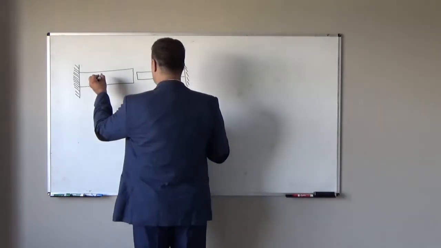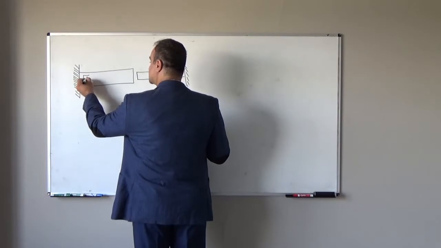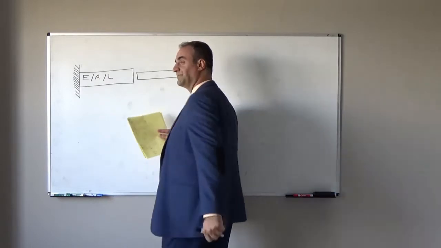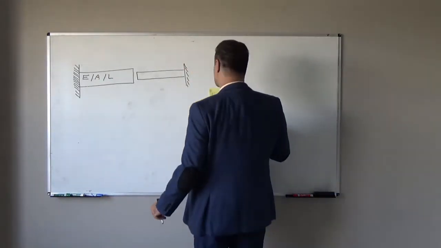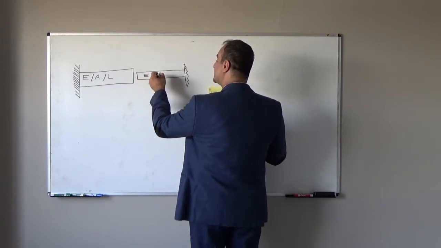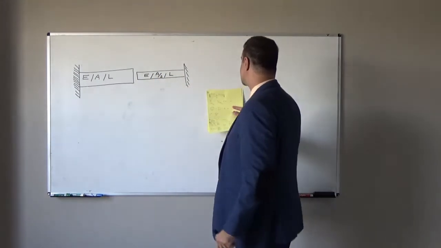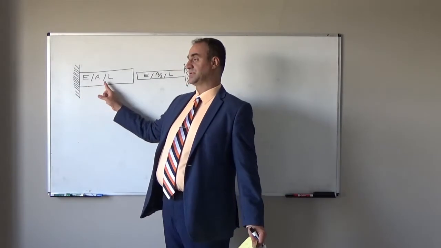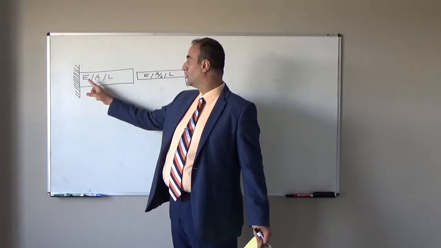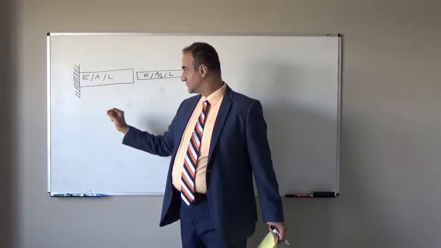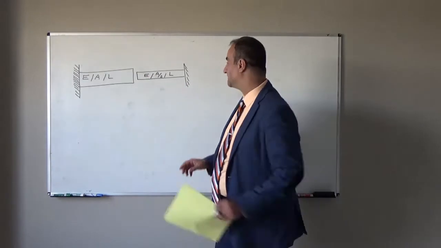For rod number 1, Young's modulus is E, cross-sectional area is A, length is L. For rod number 2, Young's modulus is E again. The cross-sectional area is smaller, it is A over 2. The length, again, is L. So pay attention: E is Young's modulus, A is cross-sectional area, L is length. All these parameters are known. We know this, and here everything is known too.